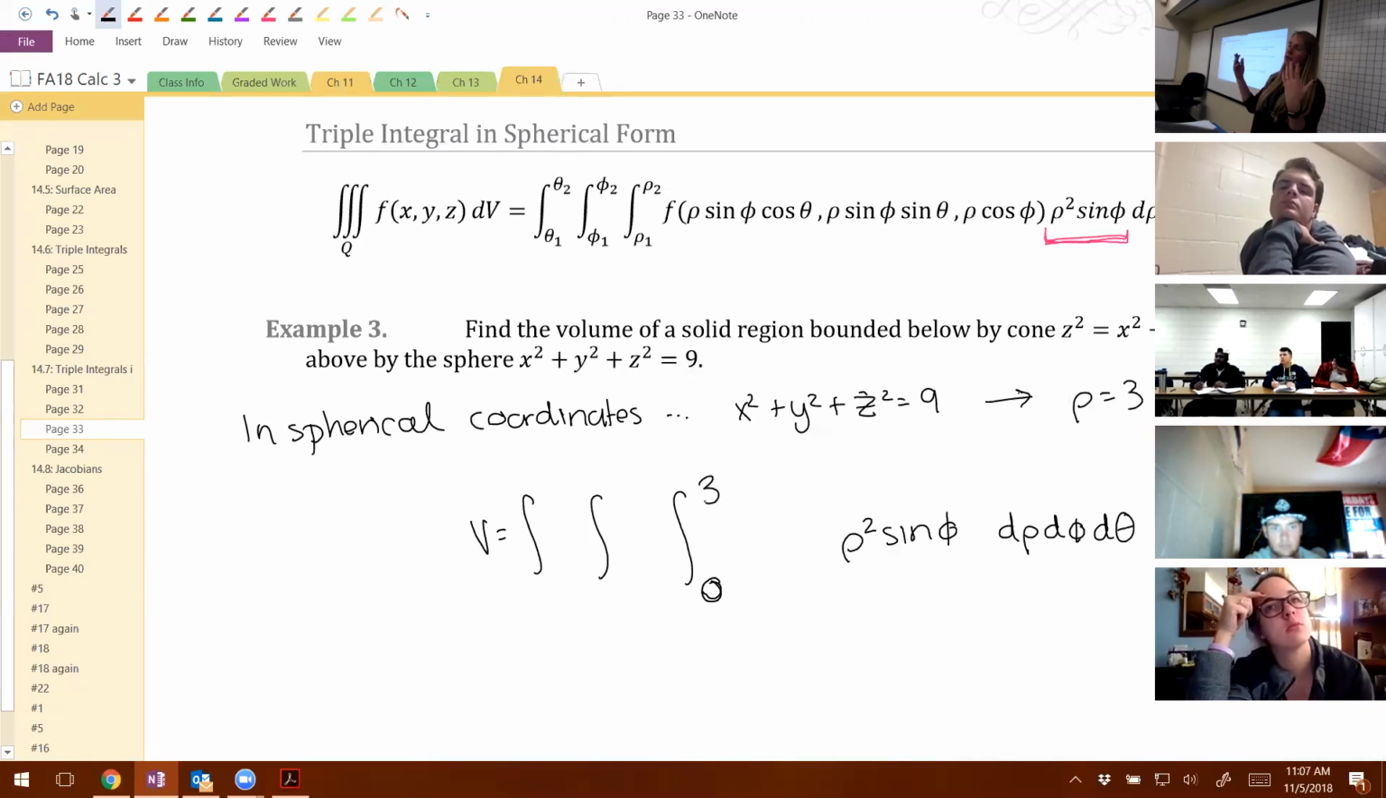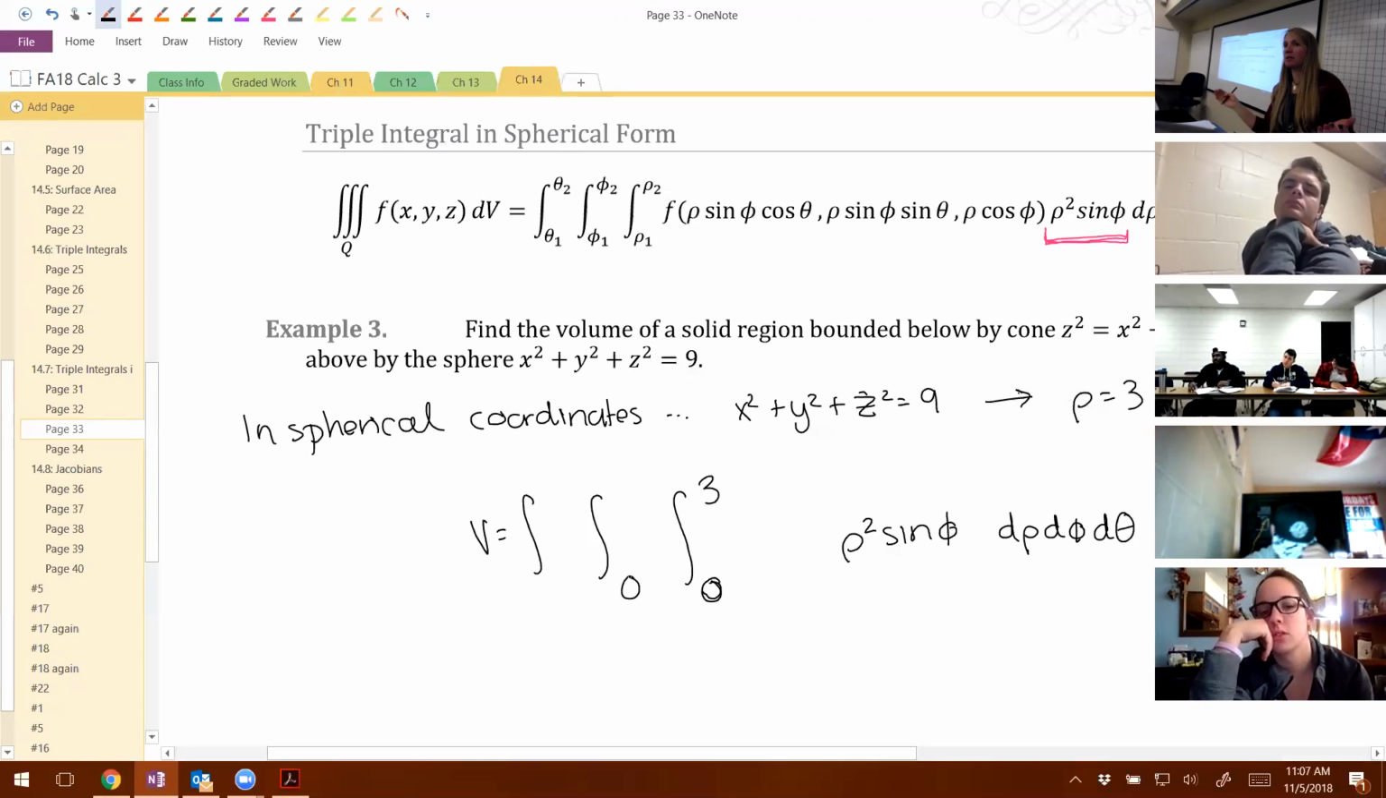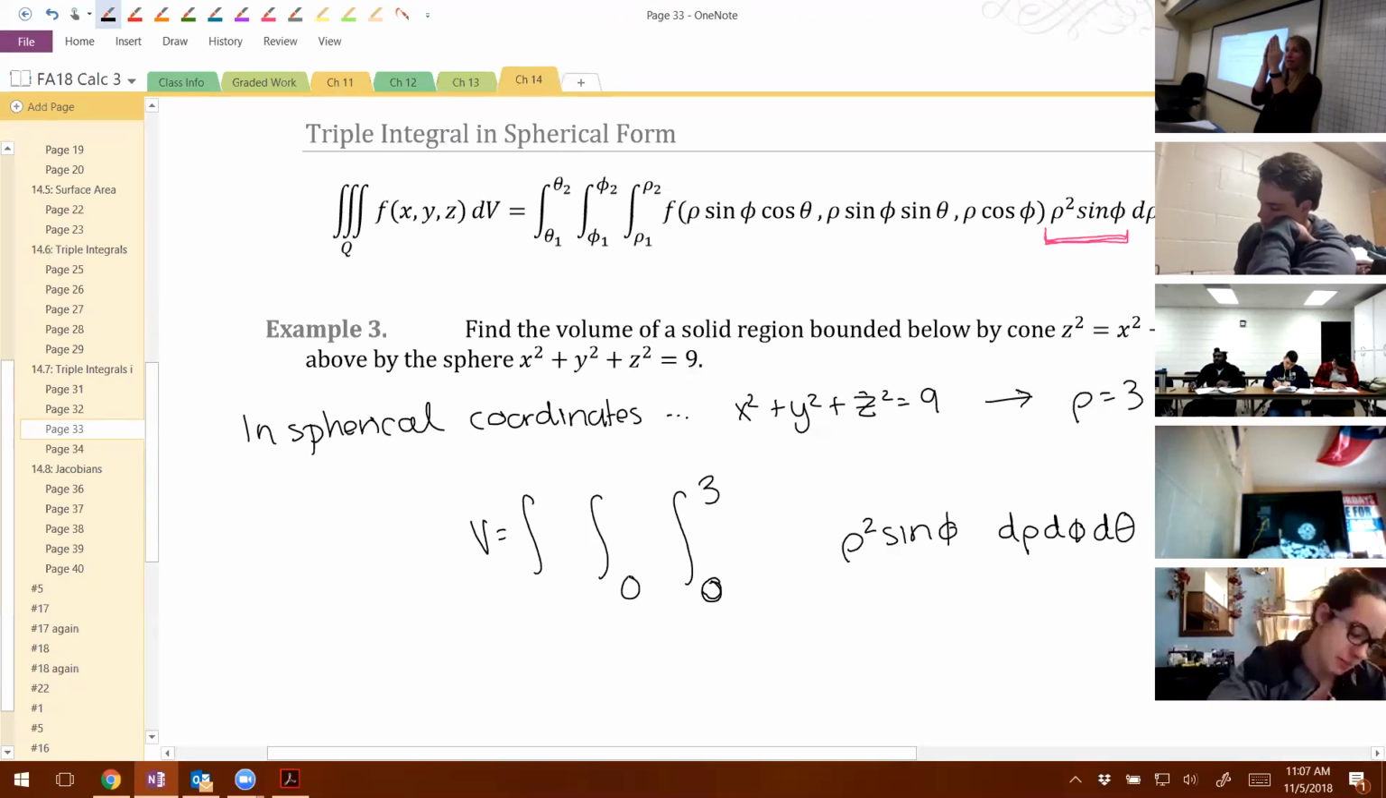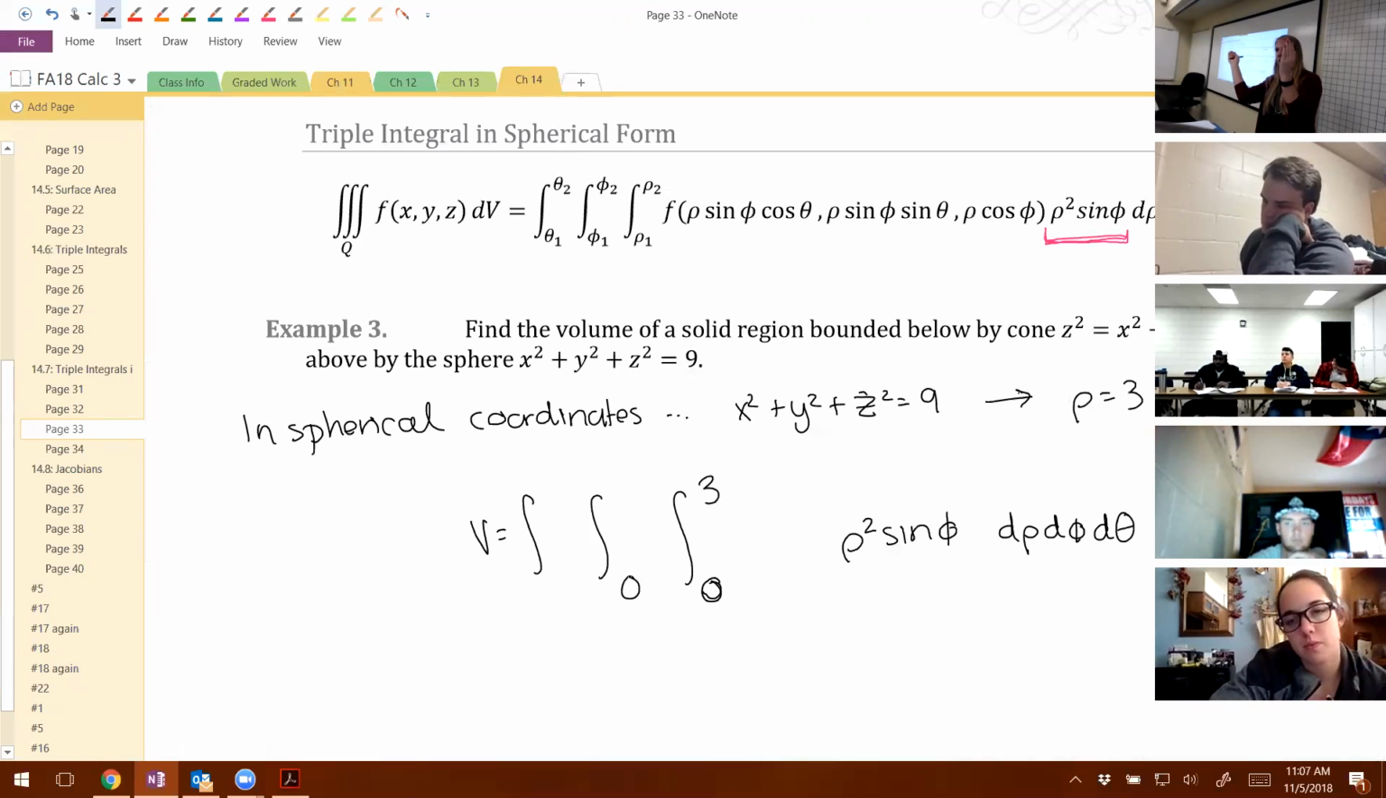Okay, so out to phi. Now remember what phi does. Phi's job is telling you the angle measured from the z-axis. So we're always going to start here on that z-axis since our shape is touching it. We don't have a gap around the z-axis. And then what we need to know is how far down do we go?